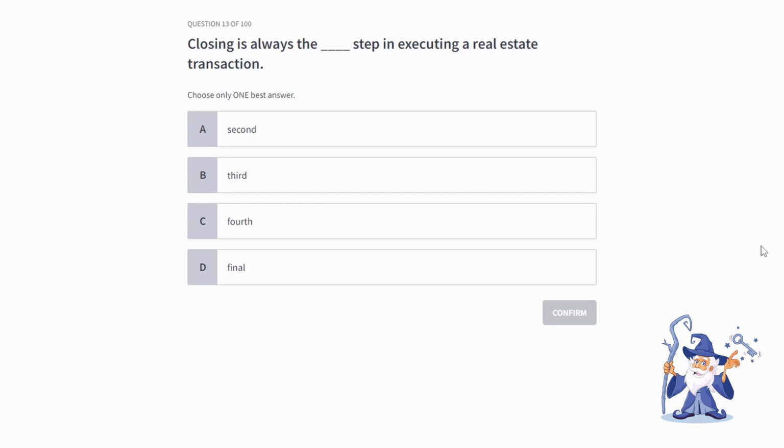Okay, next one. Question number 13. Closing is always the blank step in executing a real estate transaction. A, second; B, third; C, fourth; D, final. So take some time and think that one over. Come with your answer.